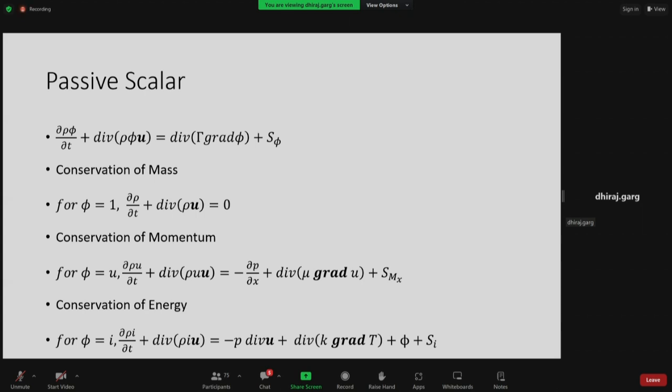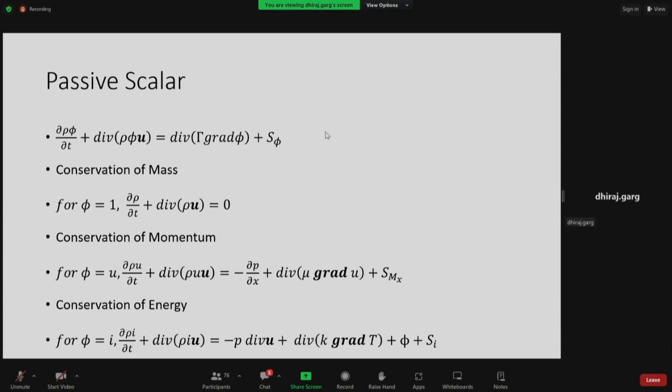You must have seen these equations in CFD. The equation you are seeing is del rho phi by del t plus divergence of rho phi u equal to divergence of gamma grad phi plus S phi. Each term has its meaning. The first is the transient, time-dependent term. Phi is any property per unit mass, so the first term shows how phi is changing with time.